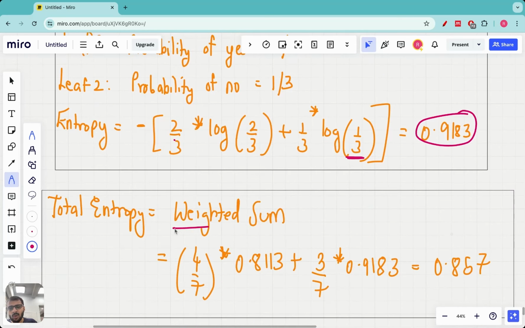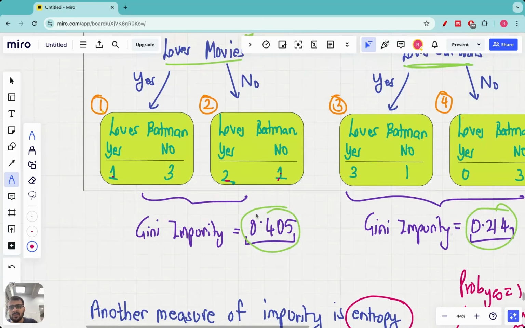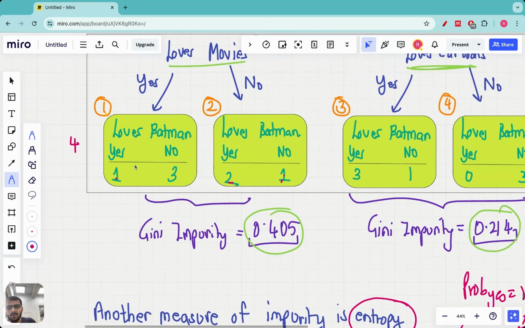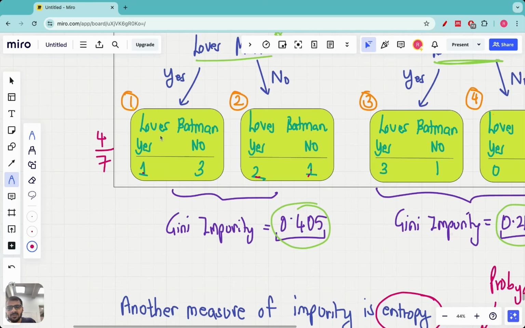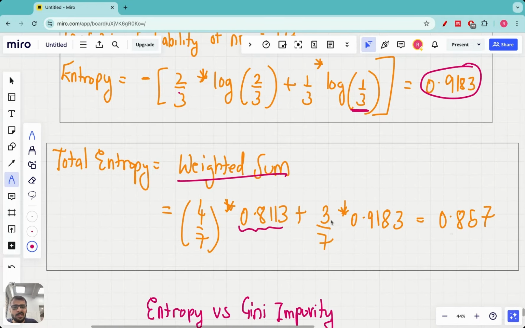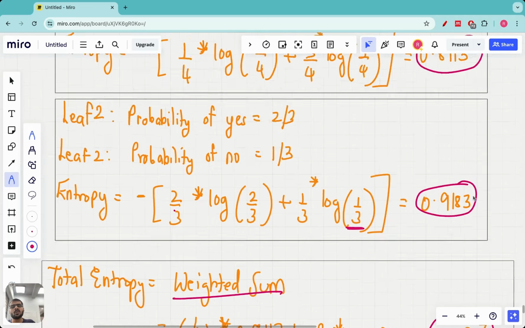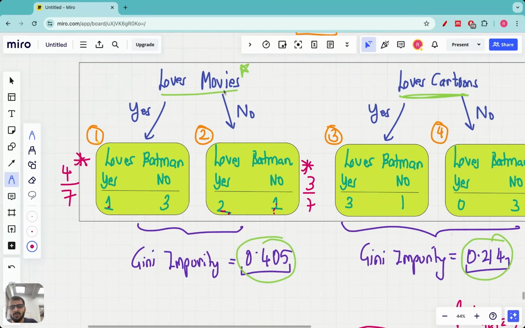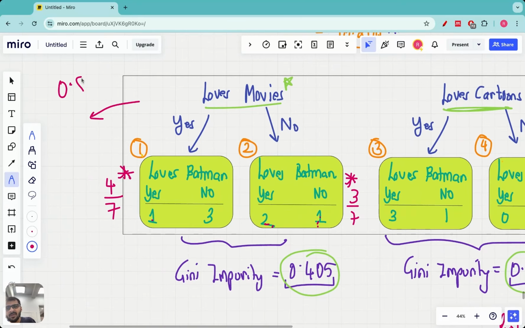And so then the total entropy will again be the weighted sum. There are four people here, and the total number of people is 4 plus 3, which is equal to 7. So the entropy of the first leaf will be multiplied by 4 by 7, and the entropy of the second leaf will be multiplied by 3 by 7, because there are three people. So then the total entropy will be 4 by 7 into 0.8113 plus 3 by 7 into 0.9183, that is 0.857. So for the loves movies question, we get an entropy score of 0.857.